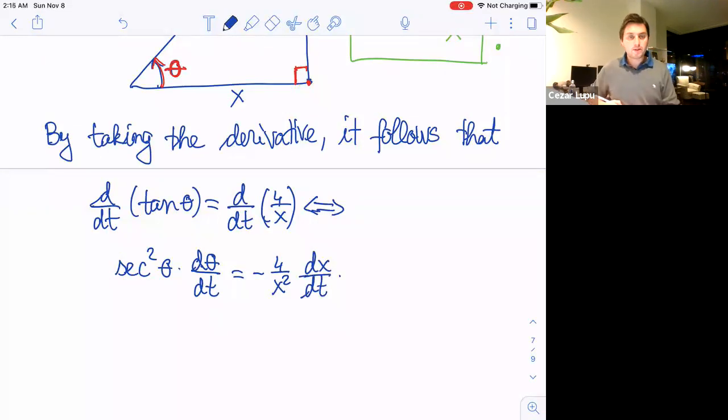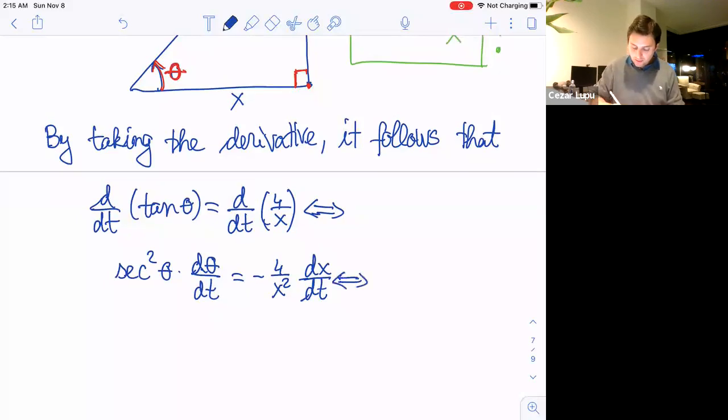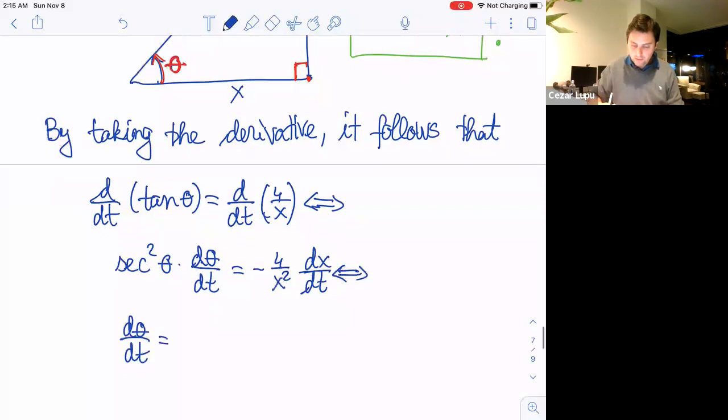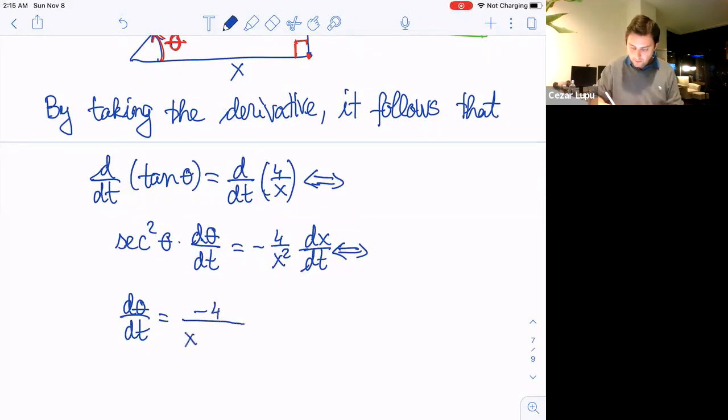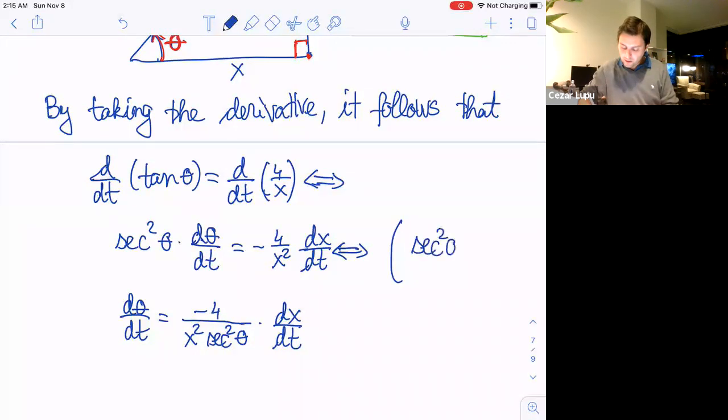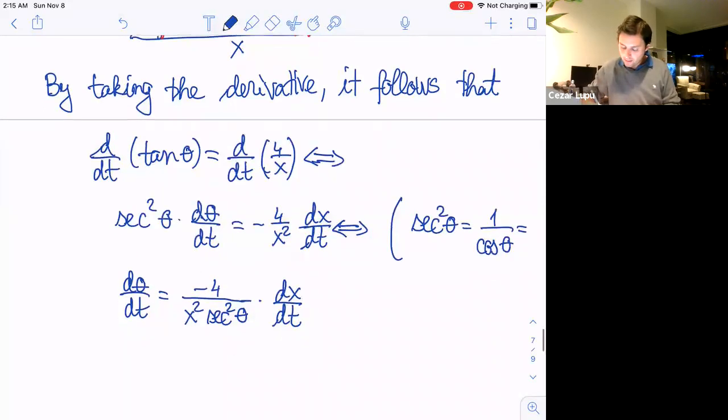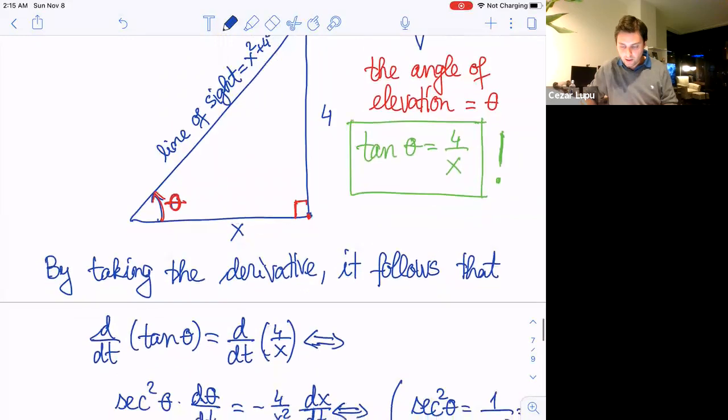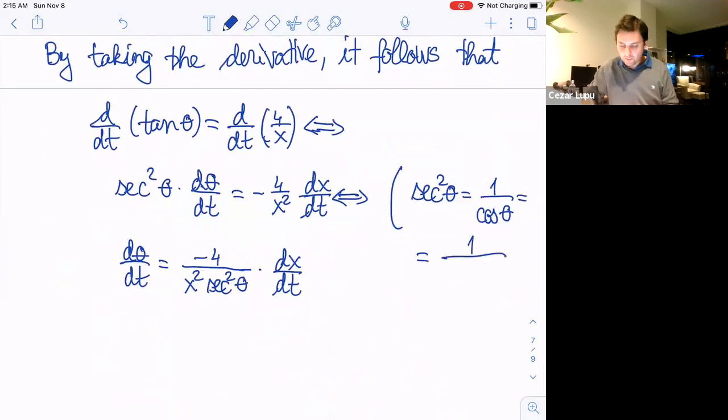Right? And now we can isolate this. So this would be equivalent with d theta over dt equals negative 4 over x squared times cosine squared of theta times dx over dt. Right? Okay, that's great. And now, well, let me just remind you the fact that secant squared of theta is nothing else than just 1 over cosine squared of theta, right? And cosine of theta, by looking back in our triangle, cosine of theta will be what? Will be x over the square root of x squared plus 4 squared, which is 16.